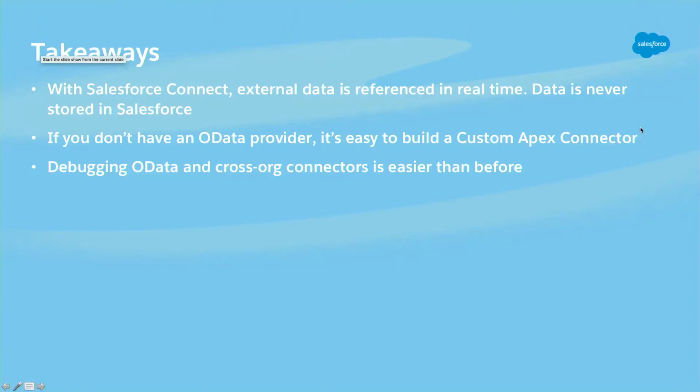All right, so takeaways from this session. I hope that you now feel comfortable writing your own Apex connector. So with Salesforce Connect overall, you can connect to external data and reference it in real time. Data is never stored in Salesforce, so you don't need to worry about stale data or copying over. If you don't have an OData provider, that's OK. It's easy to build one. I think when we went through the Apex code today, it was very straightforward. There are also many more examples online if you'd like to give it a try yourself. And debugging OData and cross-org connectors is much easier than before now that we've added more debug logs for you.